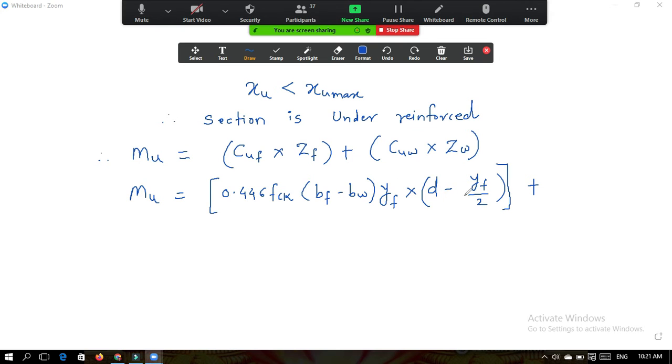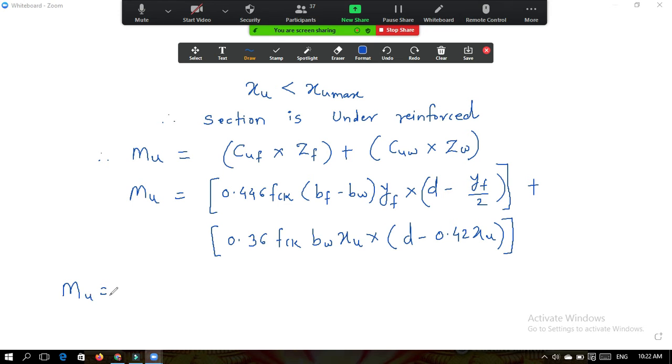Okay, so now plus CUW. Now what is the value for CUW? So CUW is 0.36 FCK BW into XU. Okay. So this is the value of CUW, and you need to multiply this value by the lever arm, and the lever arm is D minus 0.42 XU. This is your lever arm. Okay. So you need to put the value of all the things here in the formula.